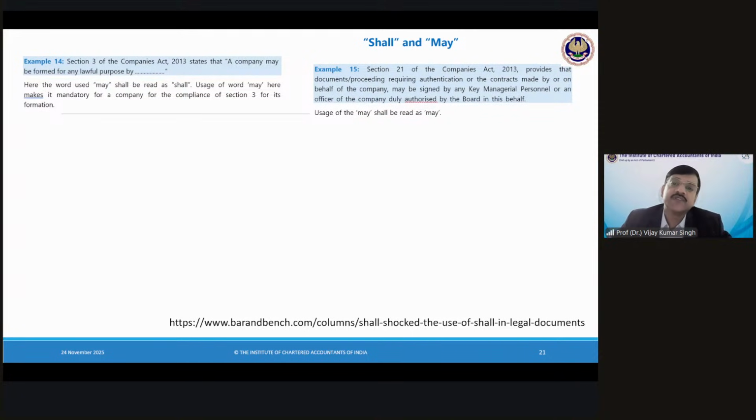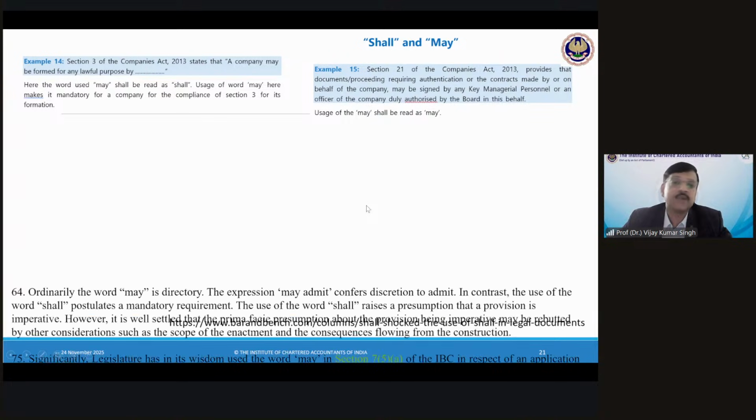That is not there. So it is mentioning that key documents may be signed by authorized representatives. So this is the difference. Now let us talk about and discuss something more.